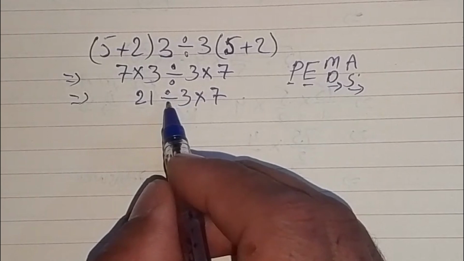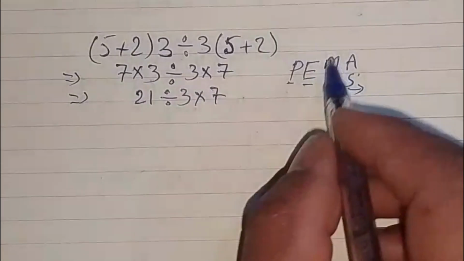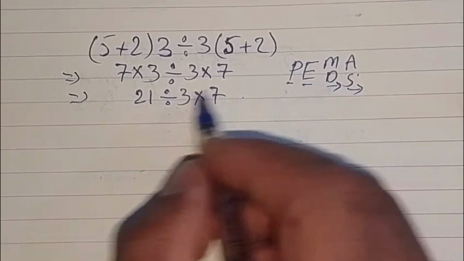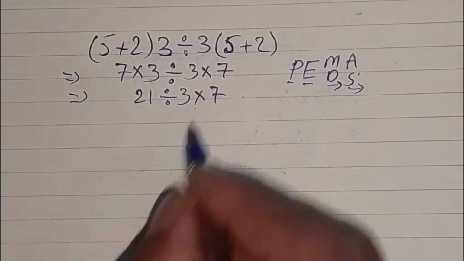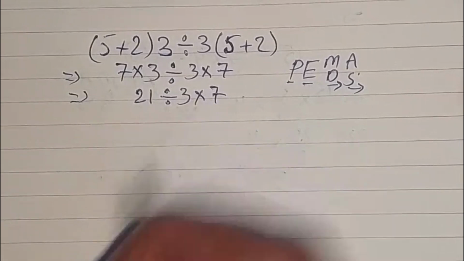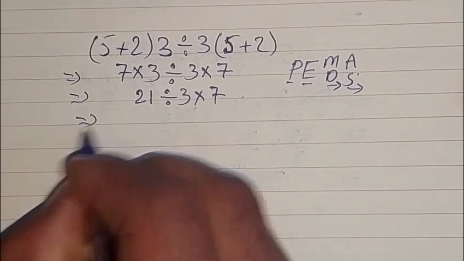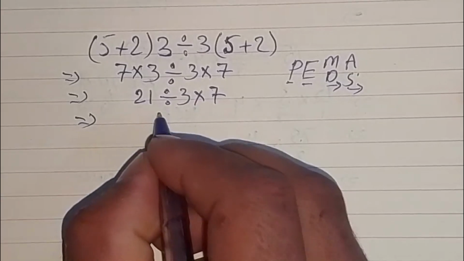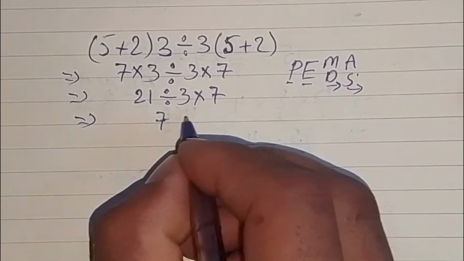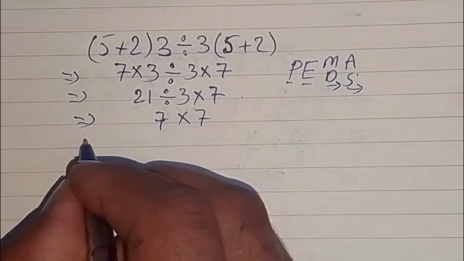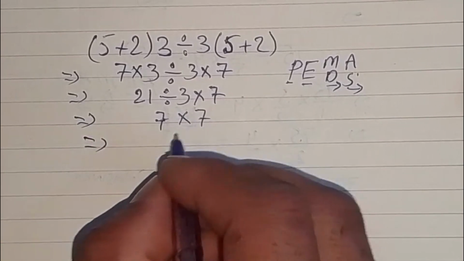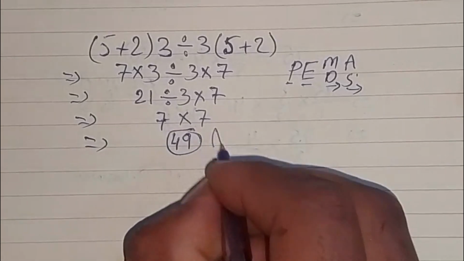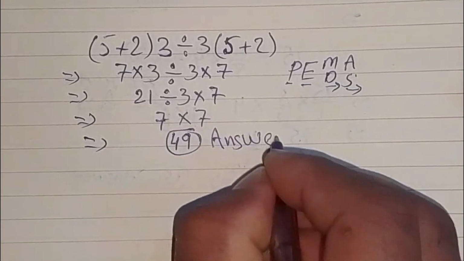Now again we have one division and one multiplication. According to the rule, multiplication or division we solve from left to right. Now on the left side we have division, so first we solve division, then we solve multiplication. So 21 divided by 3 gives us 7, multiply by 7, and 7 times 7 gives us 49. So the final answer is 49.